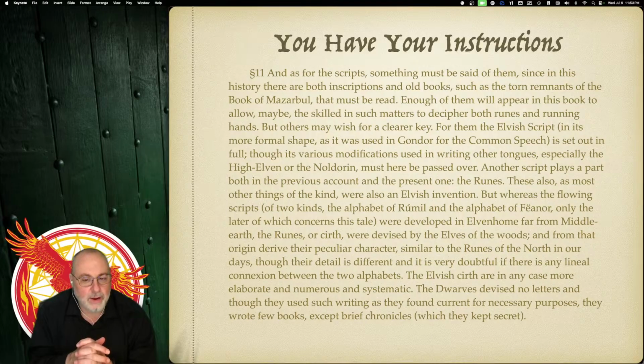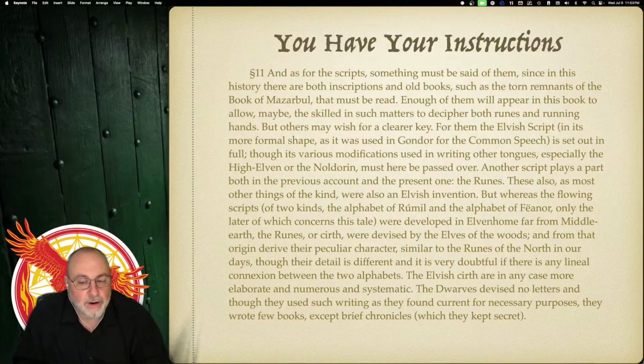The runes, or Cirth, were devised by the elves of the woods, and from that origin derive their peculiar character, similar to the runes of the north in our days, though their detail is different, and it is very doubtful if there is any lineal connection between the two alphabets. So just because the Cirth kind of look like Norse or Old English runes, it's not. They don't come from the same place, but they are kind of similar because they were devised under similar circumstances.